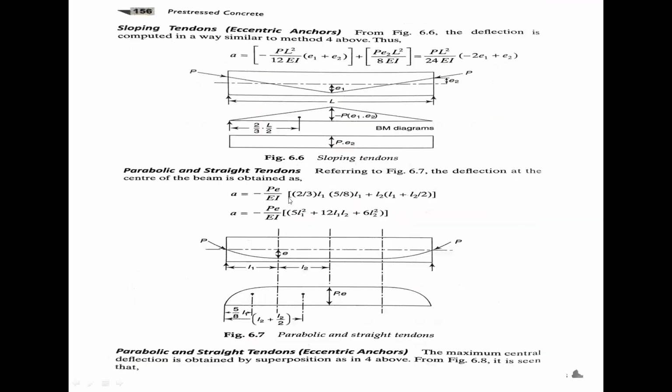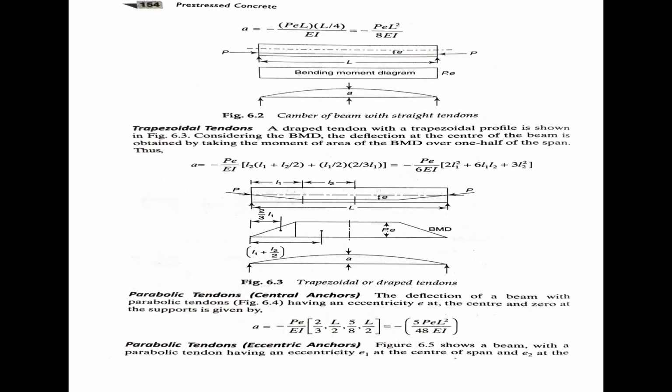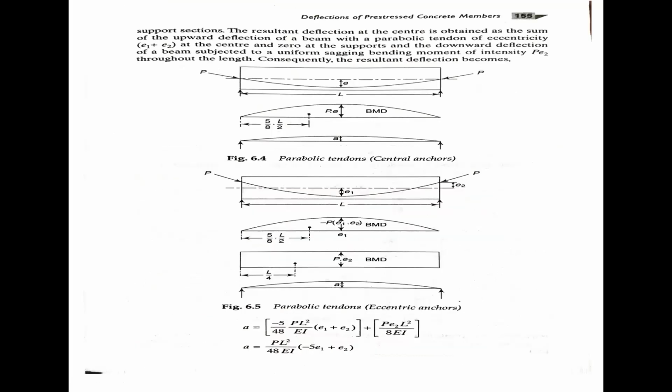Now I have to explain the parabolic tendon profile. Two conditions are there. Parabolic tendon with central anchors: you see the problem, for central anchors the deflection formula is a equal to minus 5PL squared by 48EI. Another type is the parabolic tendon with eccentric anchors, and now the formula is a equal to PL squared by 48EI minus 5 into e1 plus e2. Okay, two conditions are there in this problem.